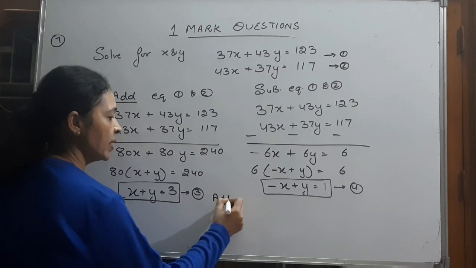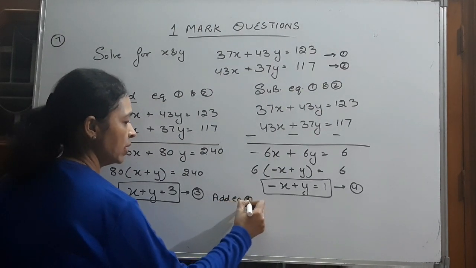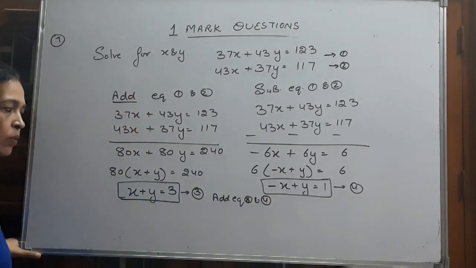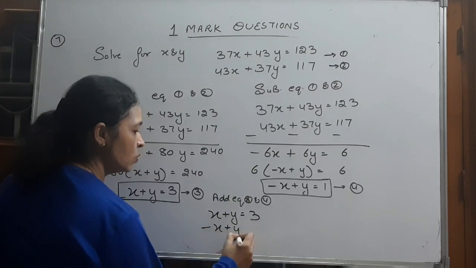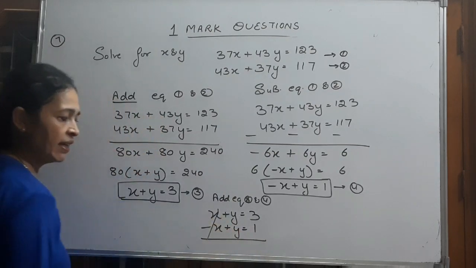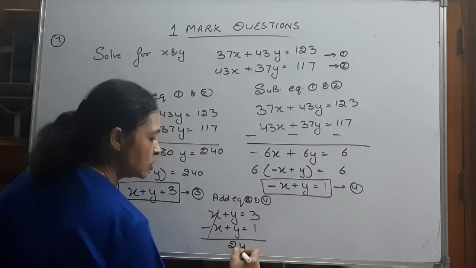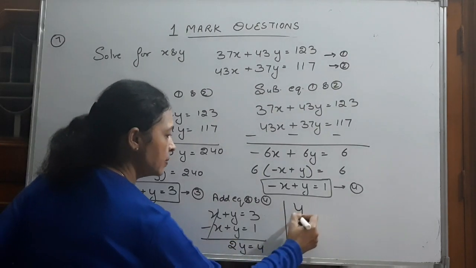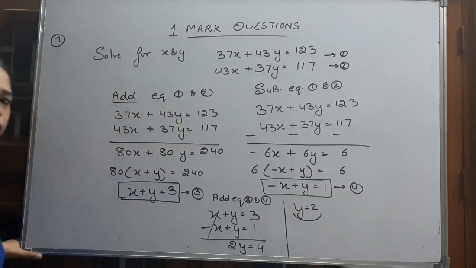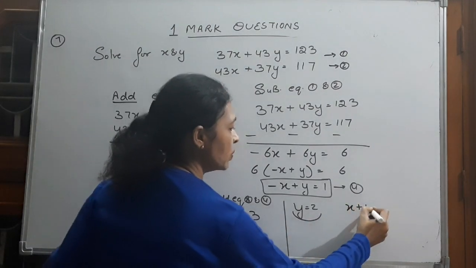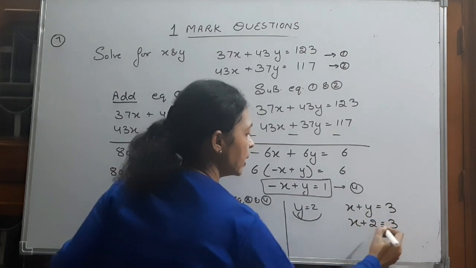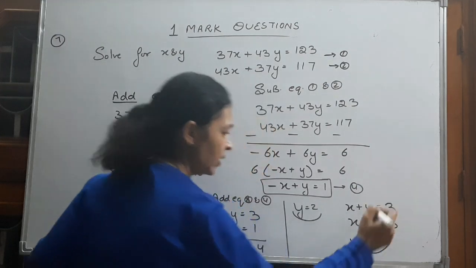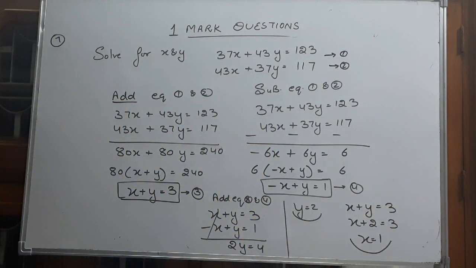Now, what will we do? We will add equation 3 and 4. What is equation 3? x plus y equals 3 and minus x plus y equals 1. Positive x and negative x cancel. y plus y, 2y equals 4 and the value of y is 2. Put this value of y, that is 2, in equation 3 or 4. We are putting it in equation 3. x plus y equals 3. x plus 2 equals 3 and the value of x is 1. Now we have x equals 1 and y equals 2.